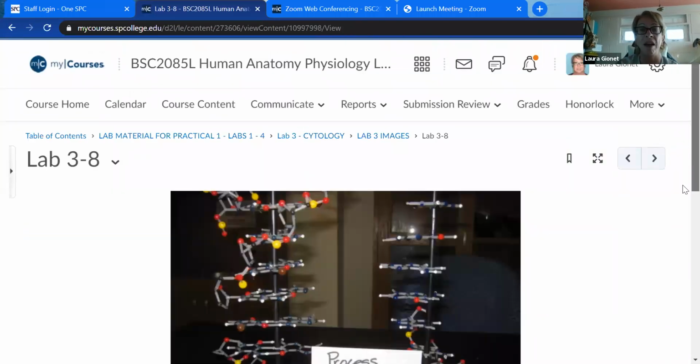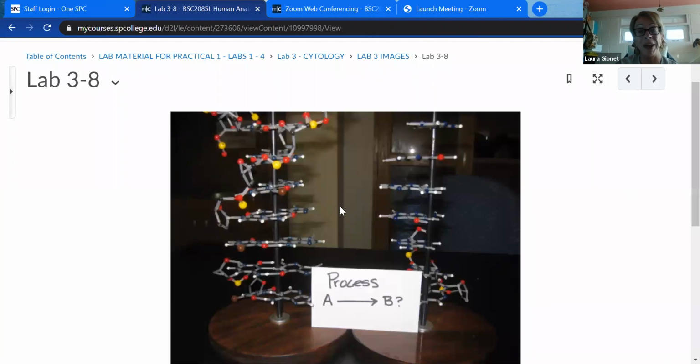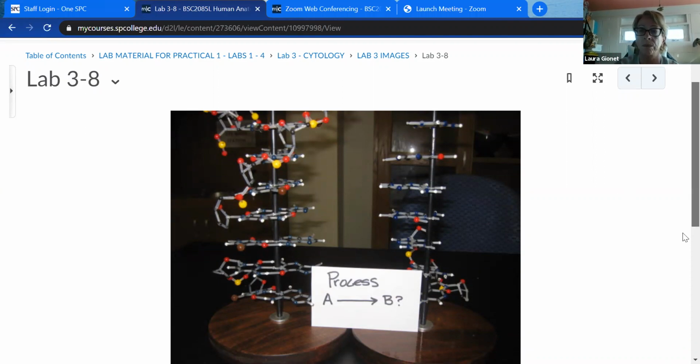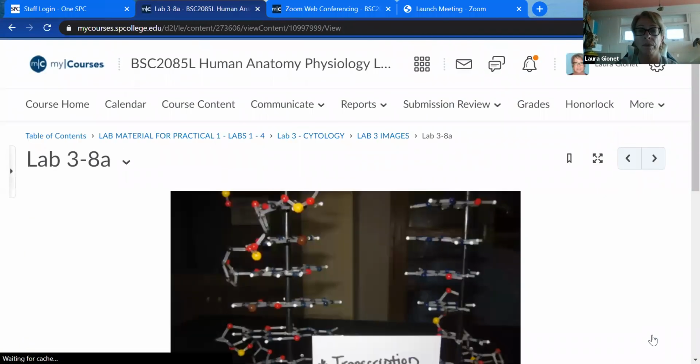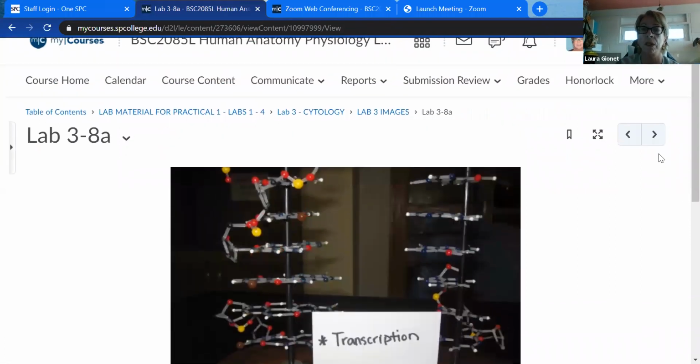Then, if we start with DNA and end with RNA, what process of protein synthesis is that? That's transcription. In which organelle would this occur? In the nucleus. Transcription occurs in the nucleus.